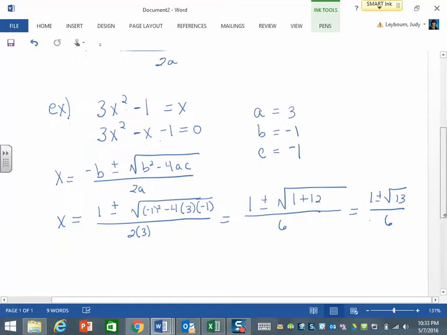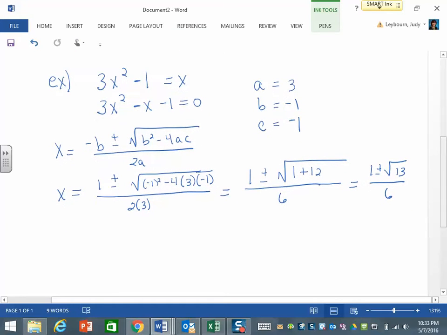If they asked us to approximate our answer, we would plug into our calculator 1 plus radical 13, hit enter, and then divide by 6, and then we could approximate usually to the nearest hundredth. And then we could do the same thing for the negative square root of 13.